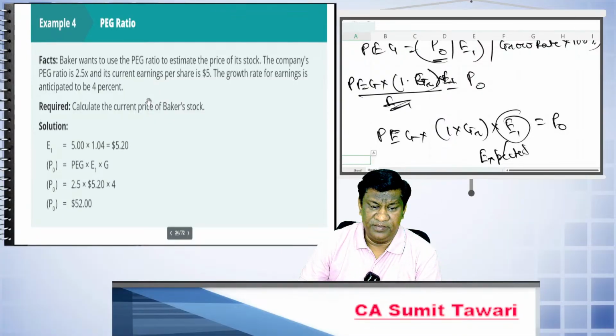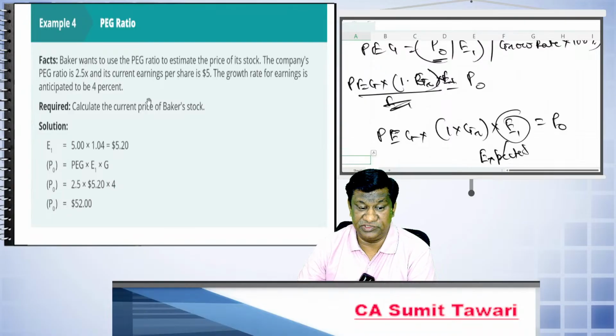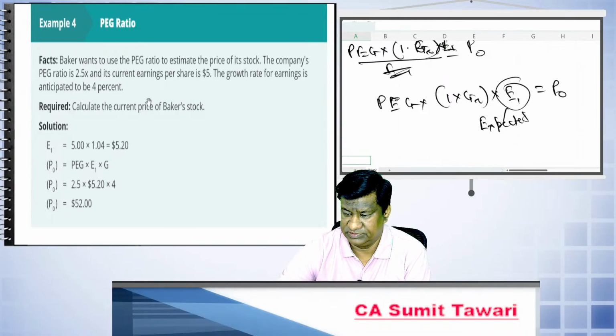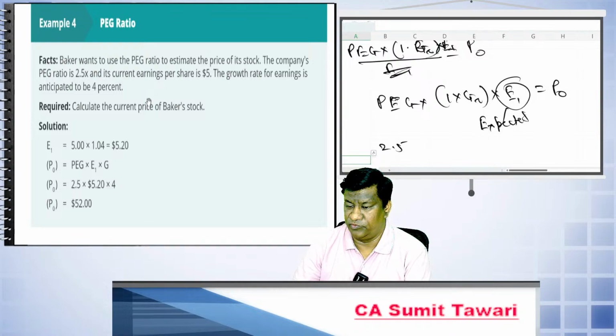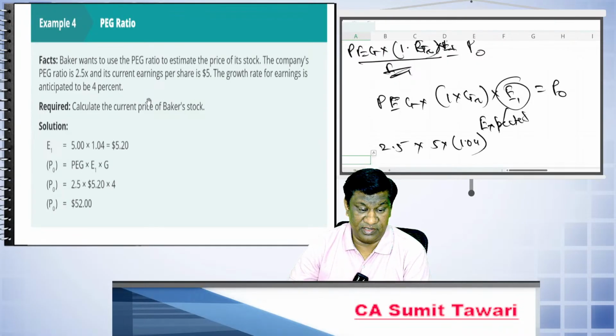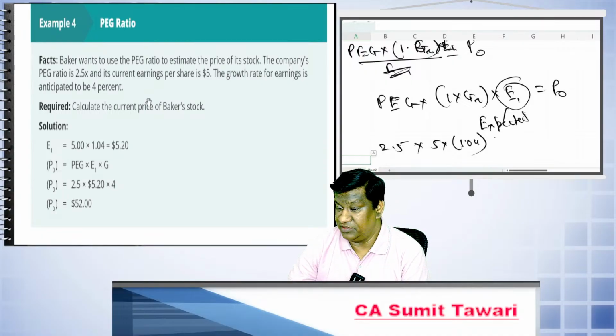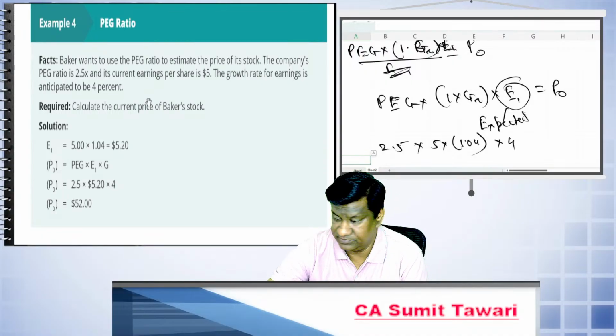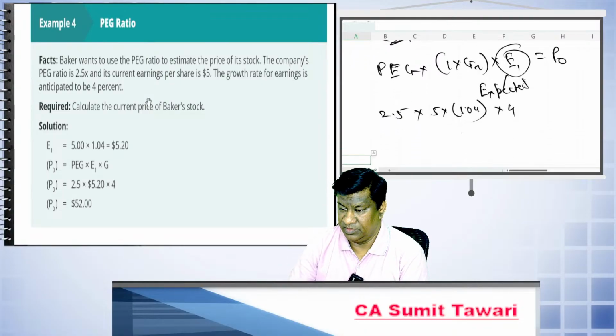Baker wants to use the PEG ratio to estimate the price of its stock. The company's PEG ratio is 2.5x, multiplied by the current earning of $5. The growth rate is 4%. So 5 multiplied by 1.04, and that also you need to consider, multiplied by the growth rate of 4%. So it is 2.5. Just a minute.